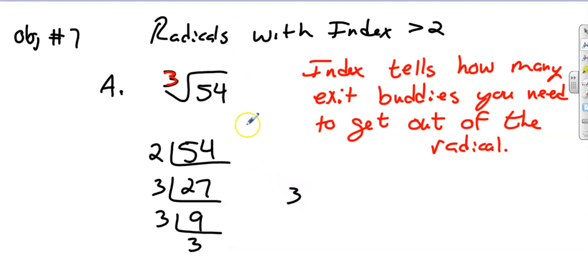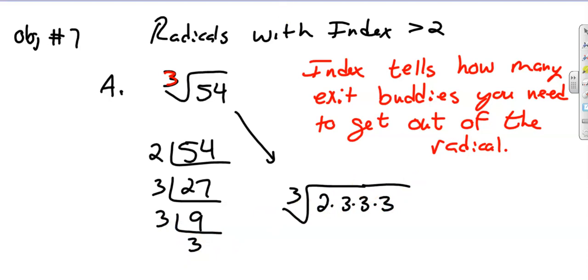So if we take the third root of 54 and rewrite it with our prime numbers here, that's the third root of 2 times 3 times 3 times 3. Well, if it's a third root, there's our 3 exit buddies, so that 3 gets out. 2 only has itself, it doesn't have anybody to break it out, so it's going to stay as the third root of 2 on the inside.